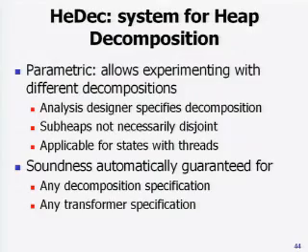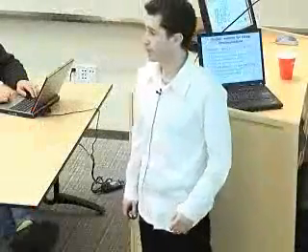So for this purpose, I came up with this system. It's a parametric system for heap decomposition, which you can experiment with different kinds of decompositions. What you do in the system is specify a decomposition parameter, and you have a specification for the abstract transformers. And the subheaps that you get can actually overlap. There's no need for them to be disjoint. They also apply to concurrent states. And soundness is automatically guaranteed. So you can think about any kind of wild decomposition that you want, and any specification of the transformers, and you can never lose soundness. You can only lose precision or efficiency.